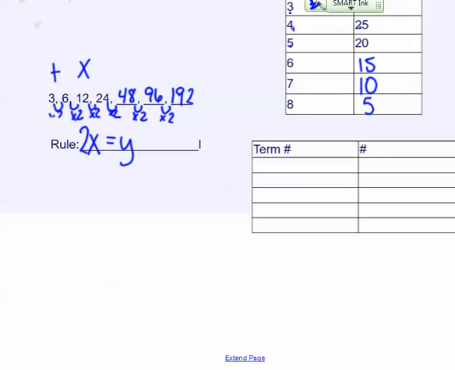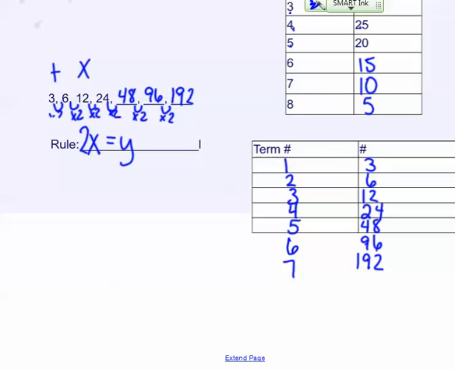what I get is my term number is 1. My first number is 3. My second number is 6. My third number is 12. My fourth number is 24. My fifth number is 48. My sixth number is 96. And my seventh number is 192.